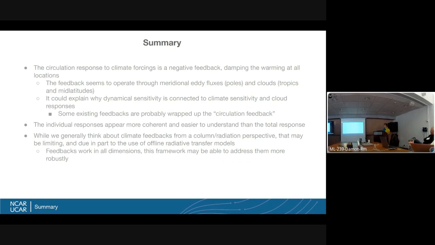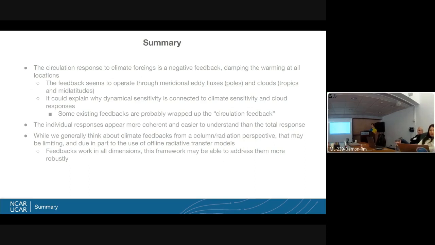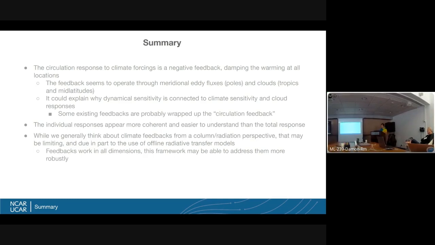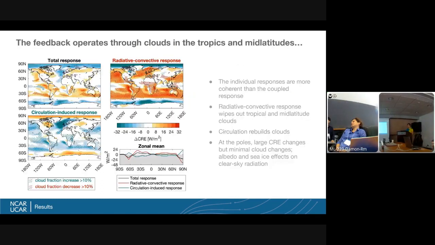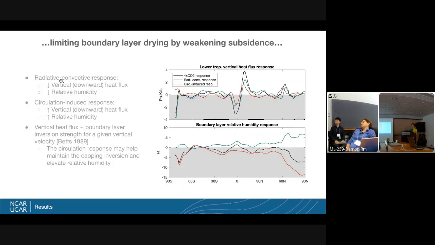I think that's probably just as simple as meridional eddy fluxes to the poles, and something to do with the way the circulation impacts clouds in the tropics. I think that may explain that dynamical climate sensitivity and cloud connection. The responses appear more coherent and easier to understand than the total response. The RC response is to wipe out those clouds. The circulation response is to rebuild them. It's much easier to view this figure versus this figure, rather than look at the total response.